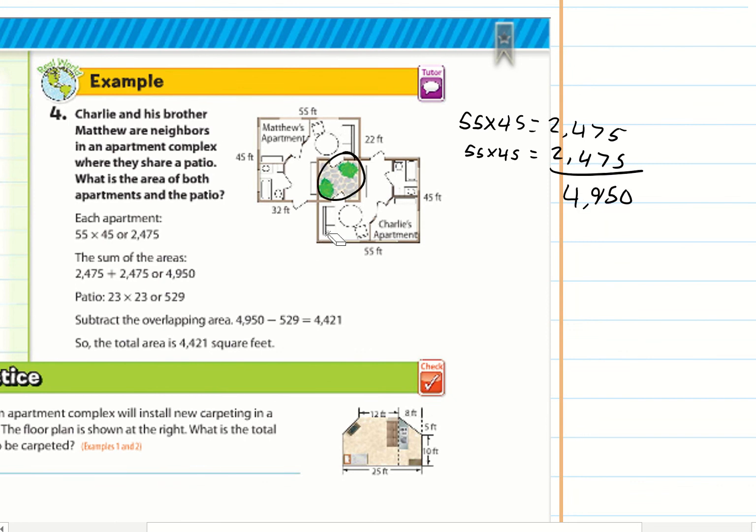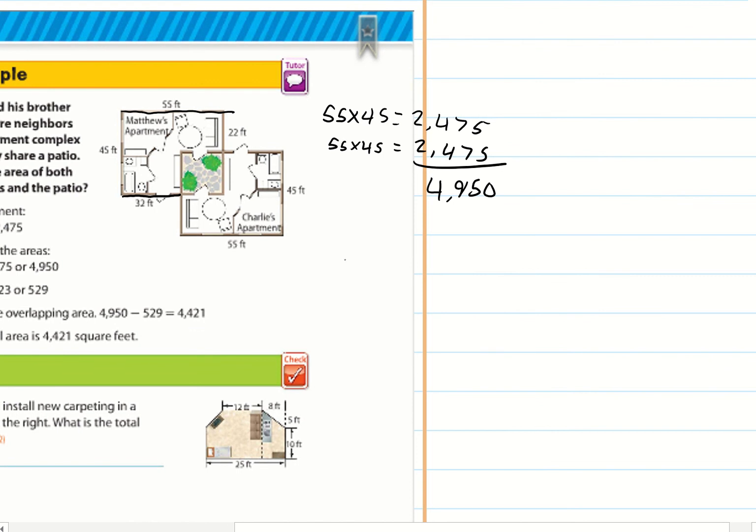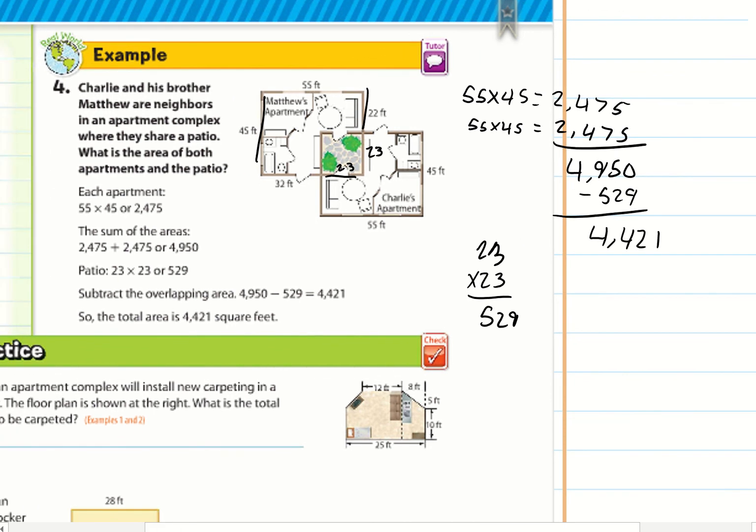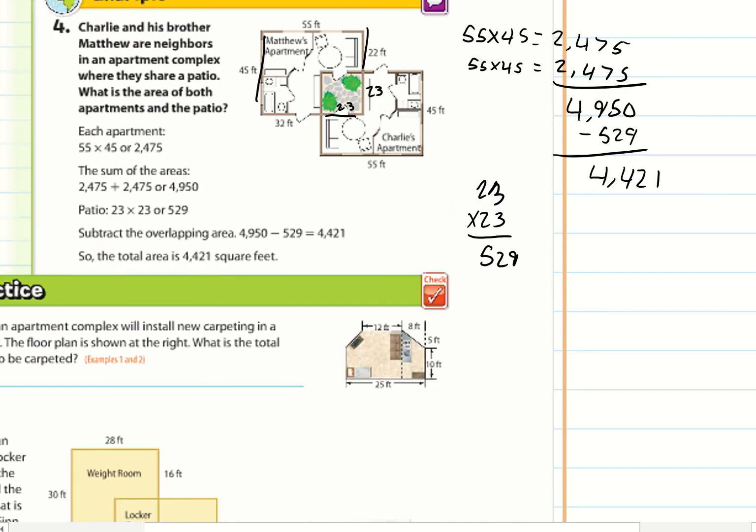Now I must deduct the small square in the middle. So if this is 32 and this is 55, I can find that last dimension. 55 minus 32 means this here is going to be 23. Now if this is 22 and this is 45, that means my last dimension is also going to be 23. So 23 times 23 is 529. I'm going to subtract 529 from my area, and I get 4,421 square feet. Like I said, this is a difficult lesson. Don't give up, just try your best, and thank you for watching.